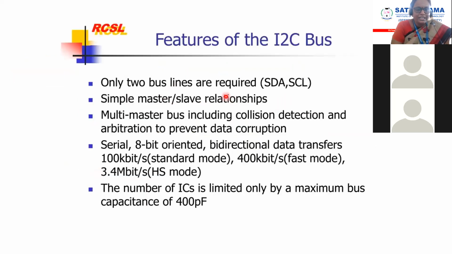Two bus lines will be there. Master-slave concept will be there. Multi-master bus is also available there. And it will transfer 8-bit data only. Then we have seen low speed, medium speed, high speed I2C bus. That's why they have classified standard mode, fast mode, and high speed mode depending upon the bits per second transferred. Okay. And the maximum bus capacitance is 400 picofarad.